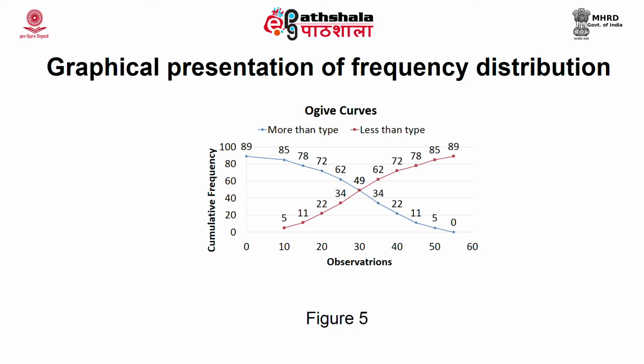Now come to the second ogive curve, that is more than type. We use the same data for graphical representation of the more than type of ogive to see the difference between the two types of ogive curve. As we know, in the more than ogive curve we have the total value in the first class interval and we subtract the next succeeding frequency value from the preceding frequency, and similarly you can see here the first value is 89, after that we have 85 and so on. Our last value is 5.